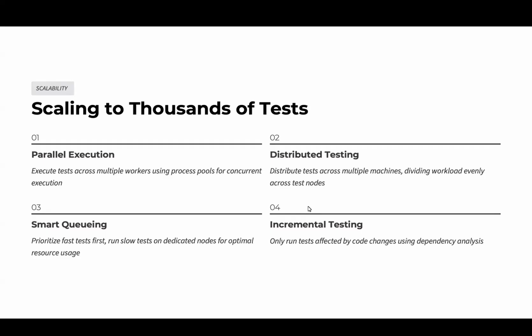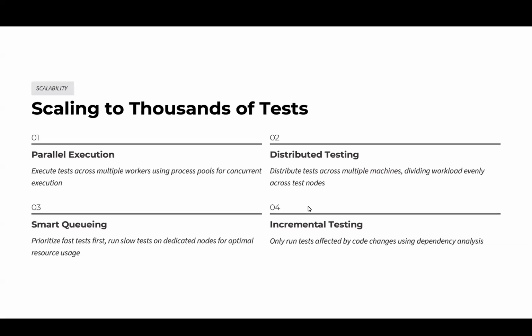We can also do distributed testing. We can use multiple different resources. We can divide the work evenly on different nodes. There are so many different methods, and again, it can be different for different environments. But this is something that can be considered when we have thousands of tests to run.